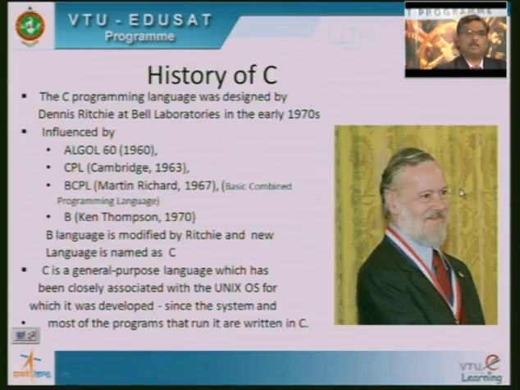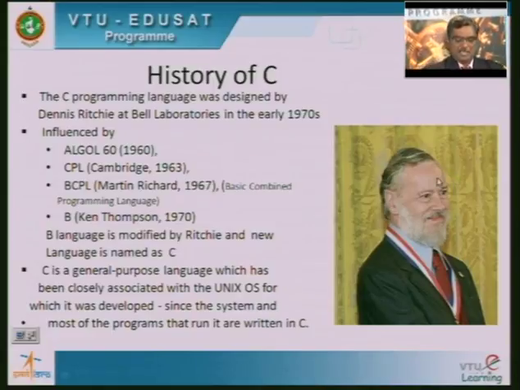This language is influenced by ALGOL in 1960. ALGOL is an algorithmic oriented language. CPL came in 1963, another language. The improved version of CPL is BCPL, that is Basic Combined Programming Language, in 1967 by Martin Richards, and later it was improved by Ken Thompson and he named that language the B language. The improved version of the B language was given by Ritchie and that language is named C. You are having A, B, C. That's how the language is named with the character C.